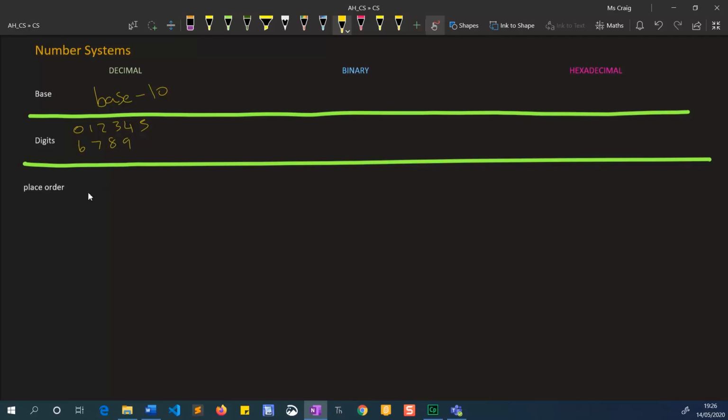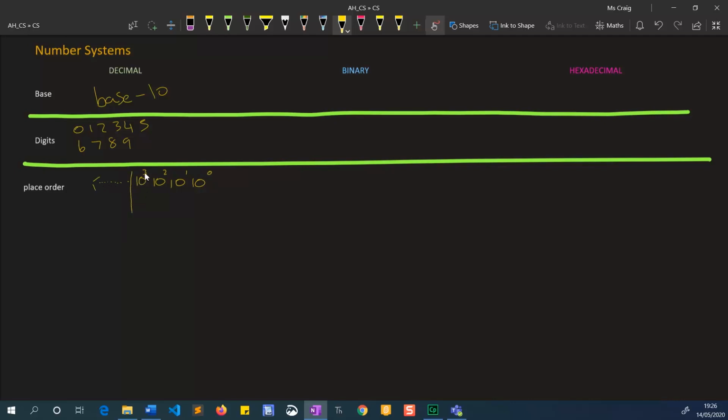Now, place order, that is really important. Place order, that is the order in which the digits, symbols are placed, tells us the meaning of the number. So for instance, where a decimal is base 10, the place order is actually organised into 10 to the power 0, 10 to the power 1, 10 to the power 2, and 10 to the power 3, and so on to infinity. Now what do these mean?